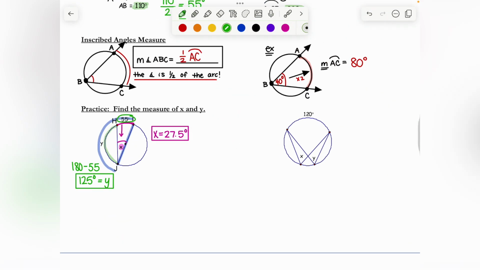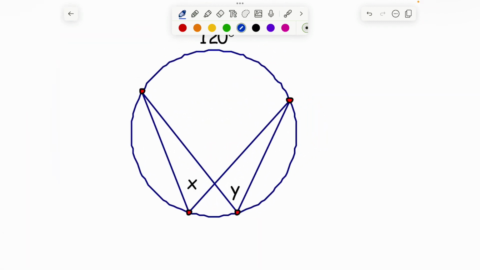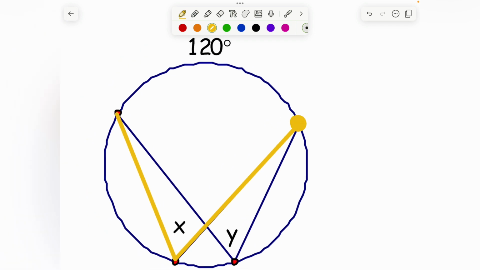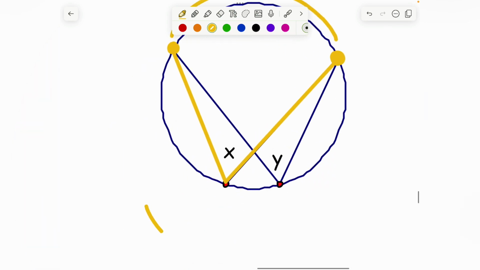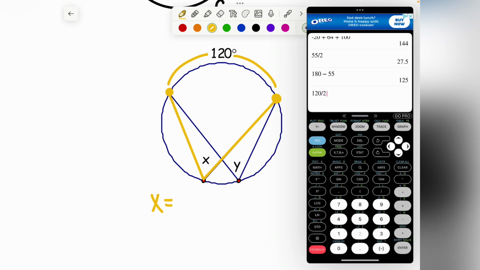Okay, moving on to the second example. Now this one's interesting because if I trace, it's kind of hard to see it because both of these angles are in two different spots on the circle, but they open up to the exact same arc. They both open up to this 120-degree arc. So x is going to be half of that. 120 divided by 2 is 60.